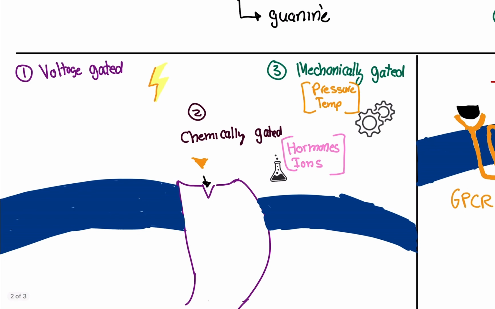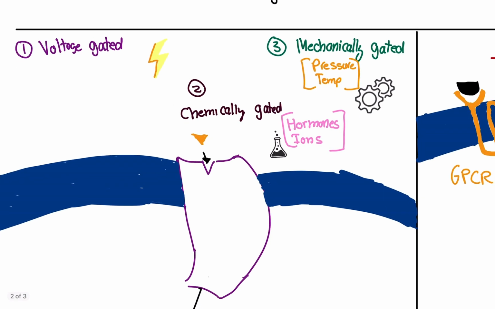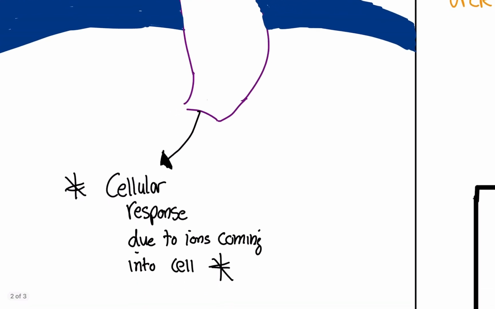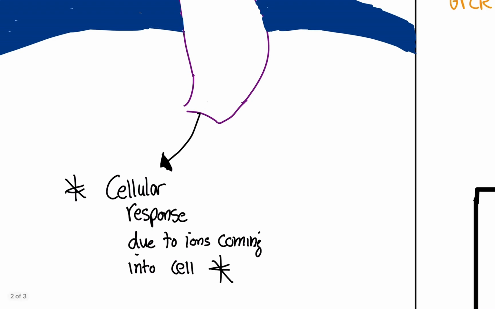Two videos ago, we went over these three types of receptors in the membrane proteins. The first thing we went over was voltage gated. We went over that when the voltage is at a certain level, for example plus 40 millivolts, then we get a cellular response, usually because ions come in.